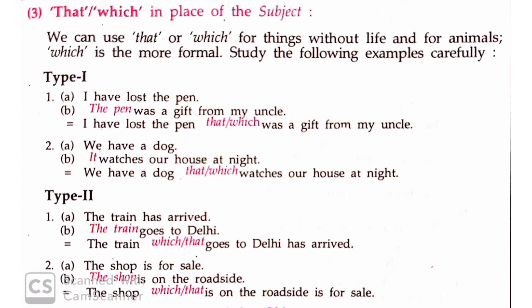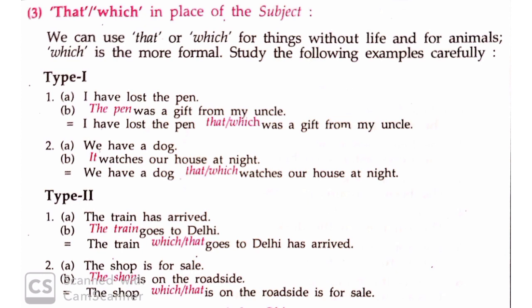Which is the more formal. Study the following examples carefully. Type 1. They have given again the two sentences. You have to join them. I have lost the pen. The pen was a gift from my uncle. I have lost the pen that was a gift from my uncle, or which was a gift from my uncle. You can use any one.